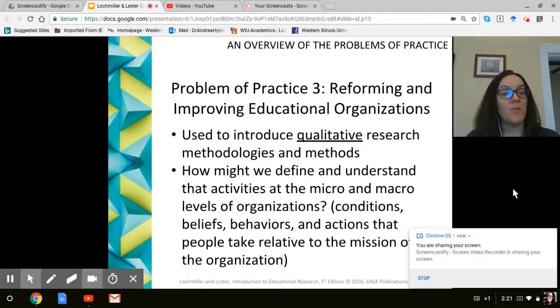So a broad central question might be, how might we define and understand the activities at the micro and macro levels of organizations, so conditions, beliefs, behaviors, and actions that people take relative to the mission of the organization. And of course, in qualitative research, we are going to want to ask the people involved, ask for their perspectives, but also make observations and record field notes and review those.